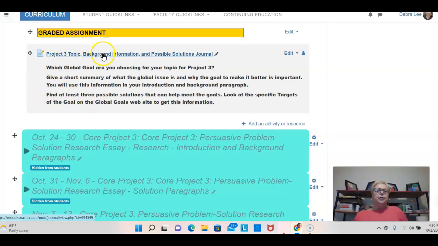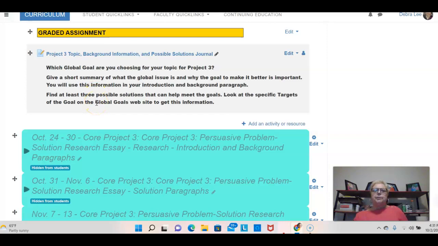All right, so this week for a grade, we have the journal. And the journal says, which global goal are you choosing for your topic? Don't just give me the number, write it out for me. Please use complete sentences for these. Then give a short summary of what the global issue is. In other words, what is the problem that this goal is designed to help? So give a short summary of what the global issue is and why the goal to make it better is important. You will use this information in your introduction and background paragraph.